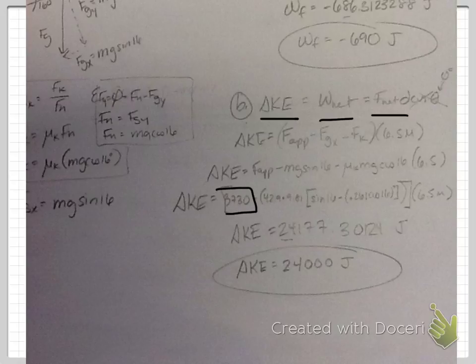So I went in and there's our force applied. I factored out the mg here. So I have 42.9 times 9.81 times quantity, and this is like tons and tons of brackets and parentheses nested together. Sine 16 minus 0.261 times cosine of 16, and then all times 6.5. What I get for the delta KE is 24,177 and change joules. Sig figs to 24,000 joules.